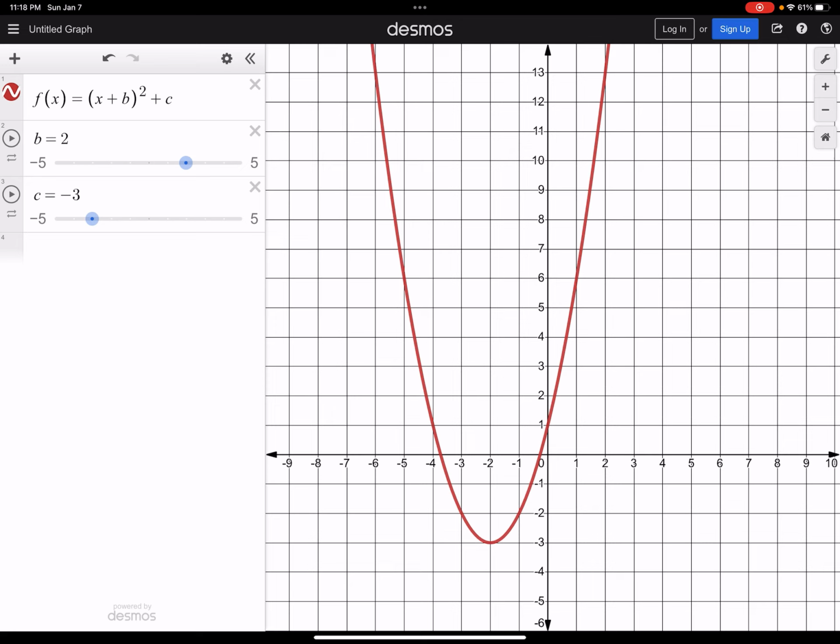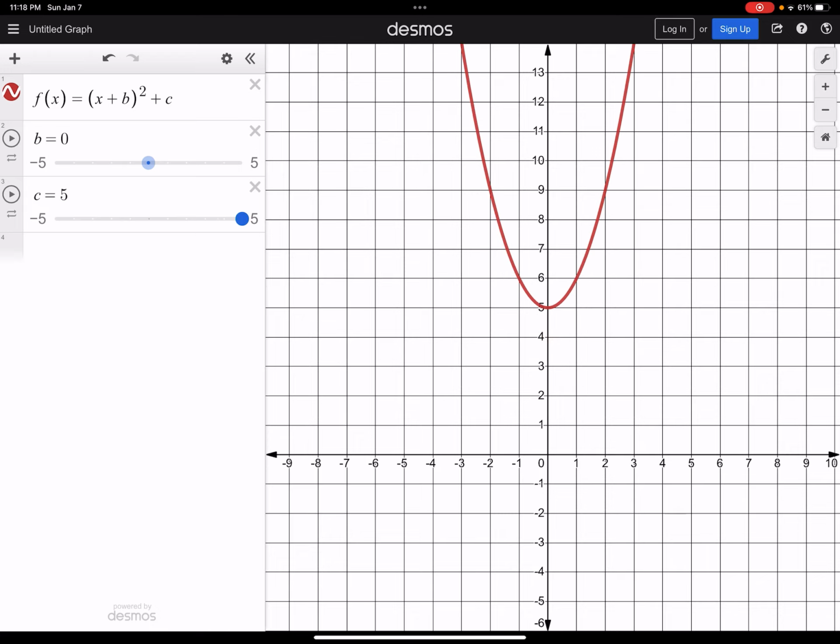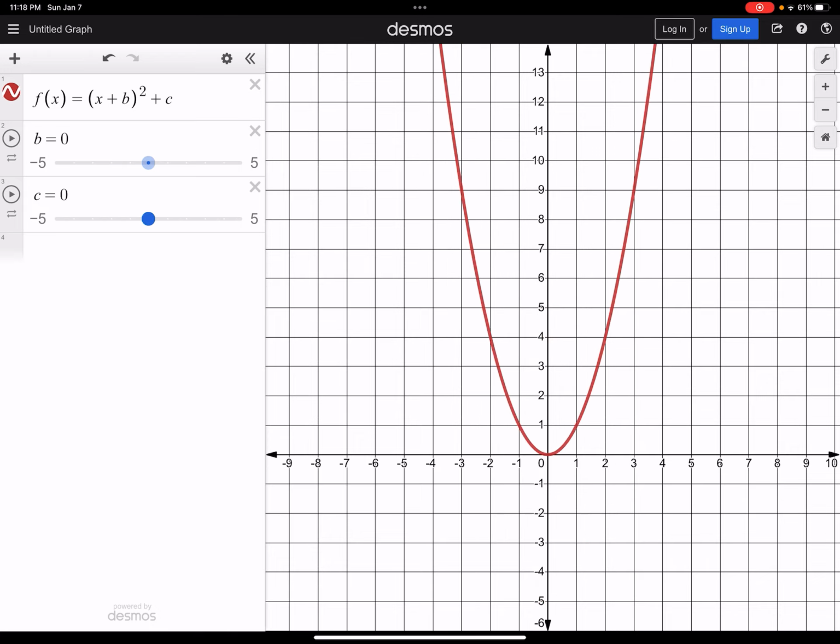It seems that the B on the inside affects the x-coordinate, and the C on the outside affects the y-coordinate. The B is opposite, whereas the C is not opposite. If I go up with C, it goes up. If I go down with C, it goes down.